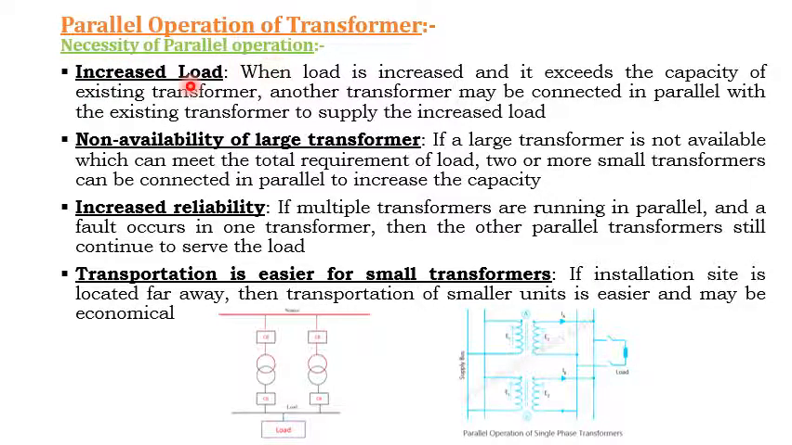The first point is the increased load. The load demand goes on increasing nowadays. If the load demand increases, it cannot be fulfilled with the existing transformer, so we go for parallel operation. That is, when the load is increased and exceeds the capacity of the existing transformer, another transformer may be connected in parallel with the existing transformer to supply the increased load.